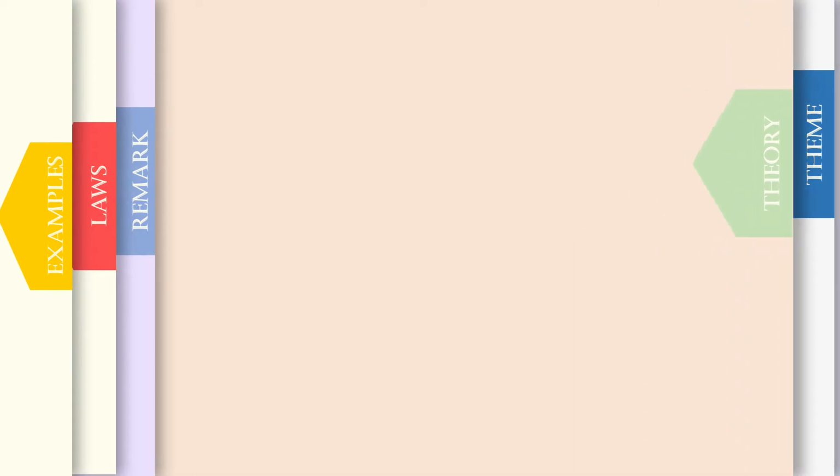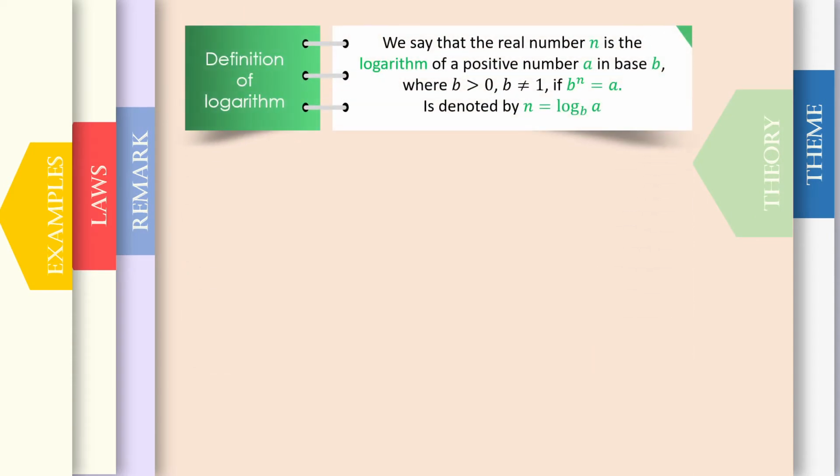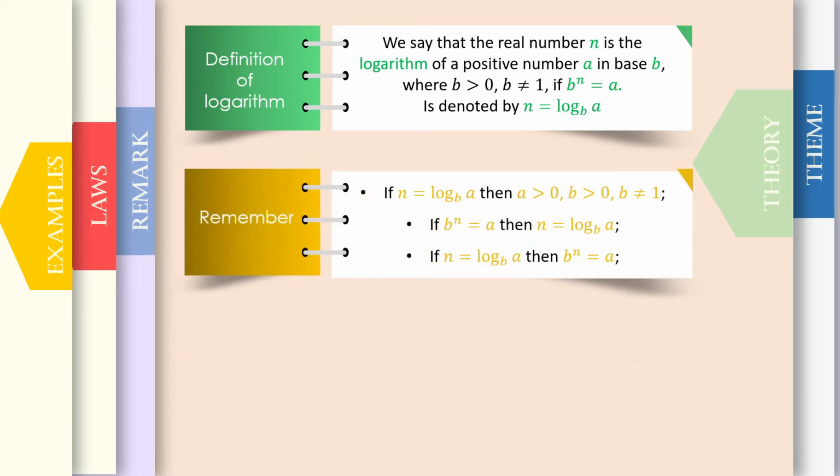So, now, let's understand what a logarithm is. We say that the real number n is the logarithm of a positive number a in base b, where b is more than 0 and b is different from 1, if b to the power n is equal to a. It is denoted by n equals log, from the three letters of the word logarithm, in base b of a. From the definition of logarithm, you have to remember the following things.